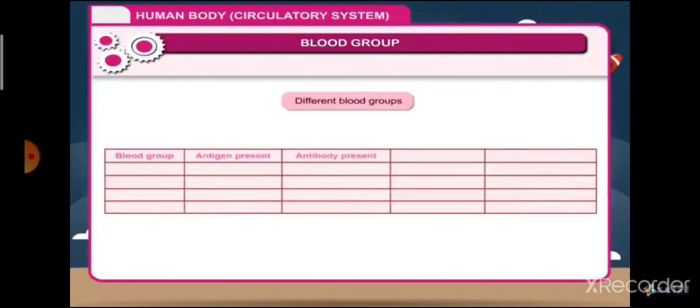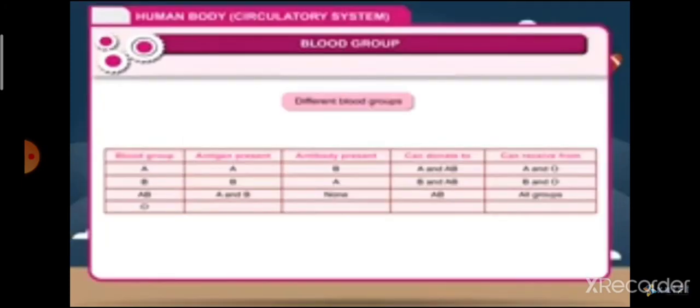Different blood groups. Blood group, antigen present, antibody present, can donate to, can receive from. A, A, B, A and AB, A and O. B, B, A, B and AB, B and O. AB, A and B, none, all, AB, all groups. O, none, A and B, all groups, O.